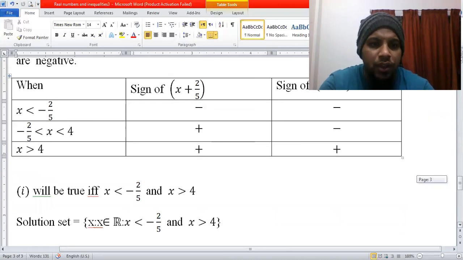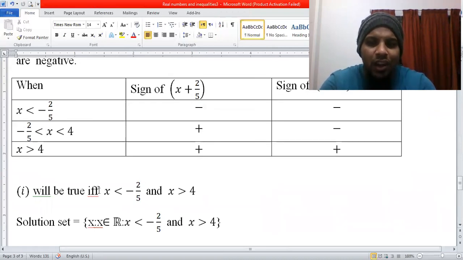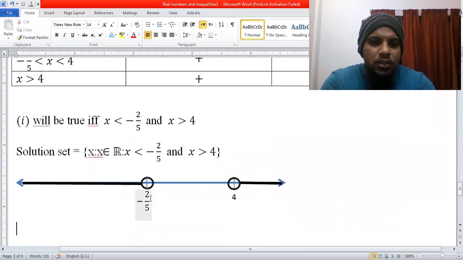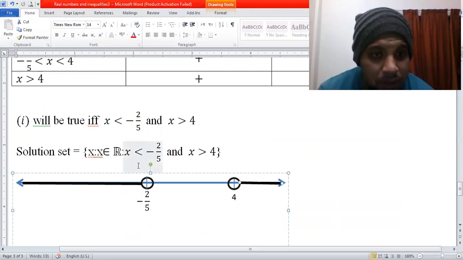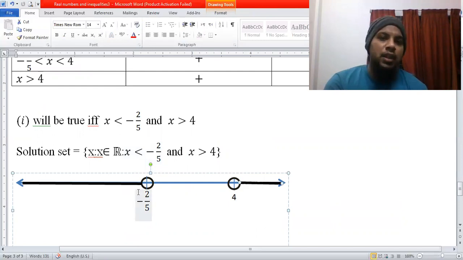This will be true if, here I double f if it is not wrong, that means if and only if. Here iff means if and only if. Our solution set is x element of R such that x is less than minus 2 by 5 or x is greater than 4. You see the number line, minus 2 by 5, the value of x is less than minus 2 by 5 or greater than 4. Okay, it is our solution. The possible values of x are less than minus 2 by 5 and greater than 4.